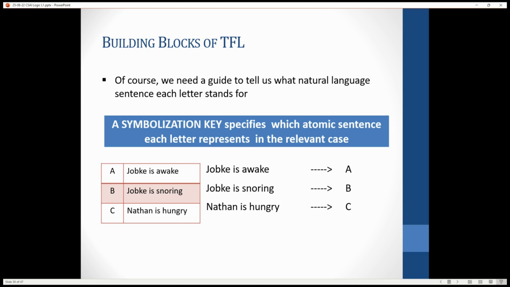Again, we've got the very basics of our language already. Capital letters, subscripts if we need them. Each capital letter stands for an atomic sentence in English. In English, that's typically just a subject and predicate. Sometimes it can be more complex. But for now, we'll just look at subject-predicate forms. Good so far?